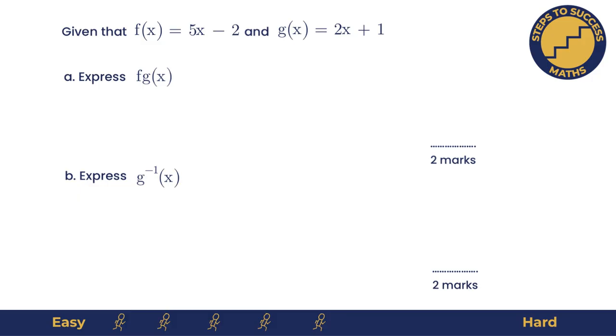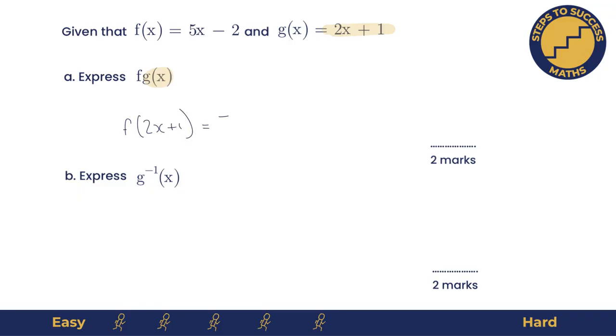Given that f of x is equal to 5x minus 2 and g of x is equal to 2x plus 1, express fg of x. Okay, so start with the function closest, g of x. So you know that one, it's 2x plus 1. We haven't got to evaluate it, work it out in any way because it's already x in there. But we're going to put that into our other function. So it's a substitution. Where you see x, you're going to write 2x plus 1.